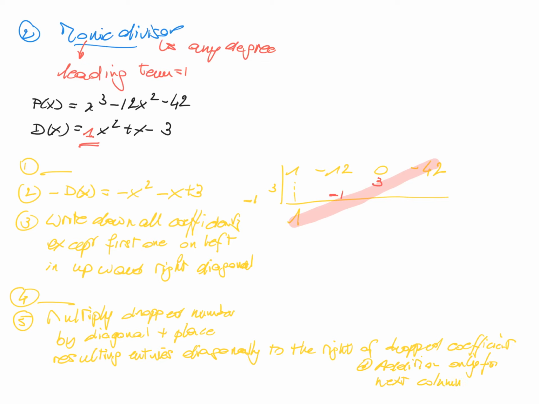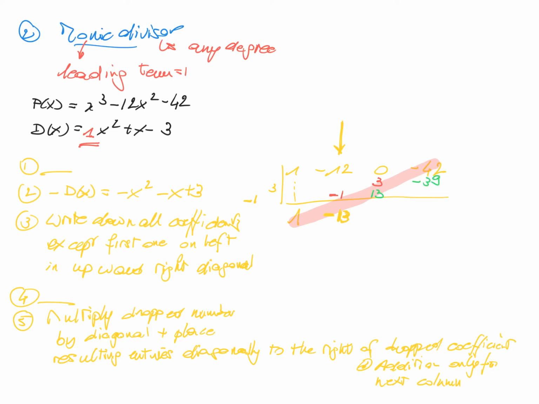So in this case, you only perform the addition for the second column. -12 plus -1 is -13. And then you repeat the multiplication and the addition. So you have now a -13 as a dropped coefficient. You multiply with -1 gives me a 13 in the following column. -13 times 3 gives me -39 in the column 2 columns after -13.